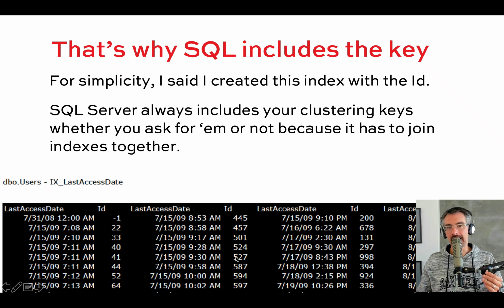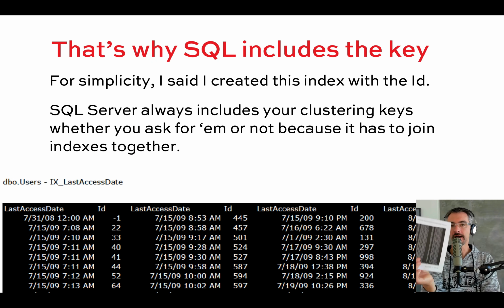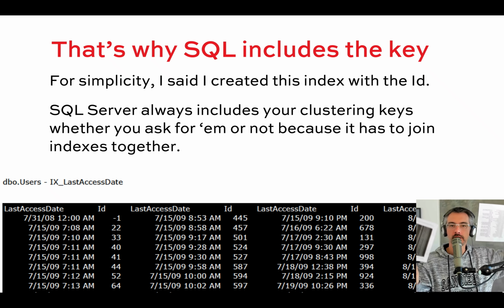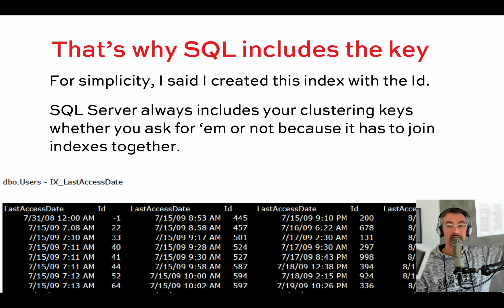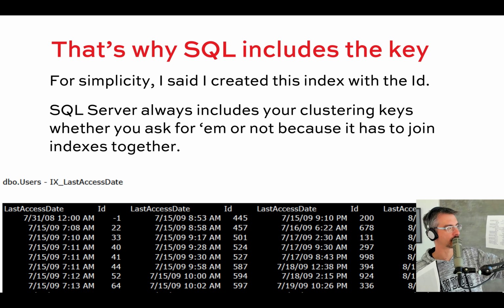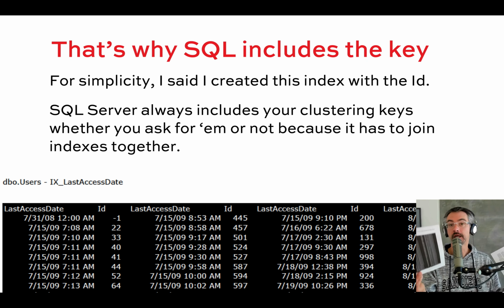Now's the time to tell you that I lied a little bit. When you and I built this index, I said the index creation statement would be create index last access date and ID. But I don't have to put ID in the index because SQL Server always adds it for me. SQL Server, for every row that it finds over here, has to be able to join to the matching row over here so that it can do a key lookup, because you wouldn't want to find somebody's last access date here and then go, all right, well, where are they? I have no idea how to find them over here. So the ID, because it's the clustering key of the table, is always included in all my non-clustered indexes.